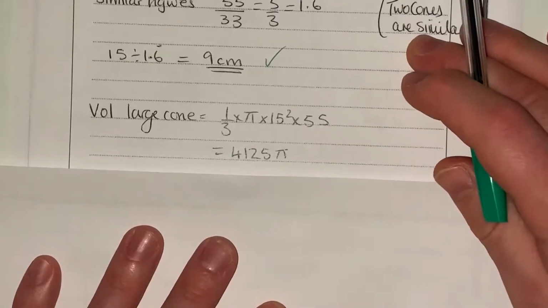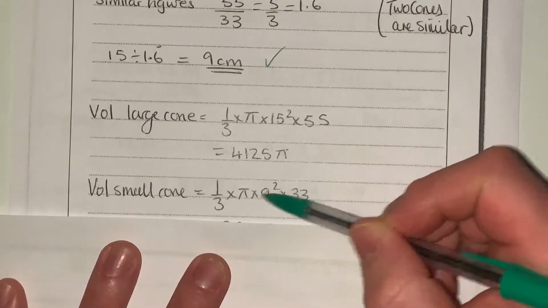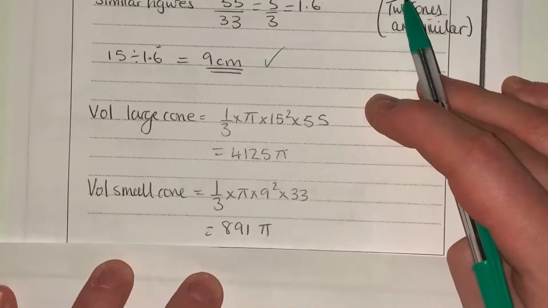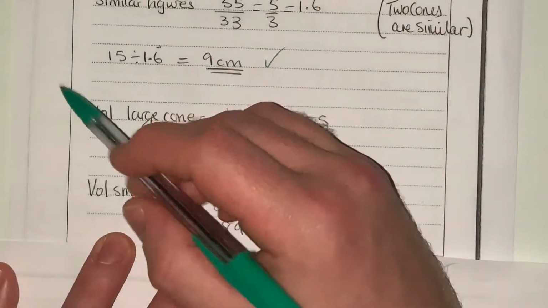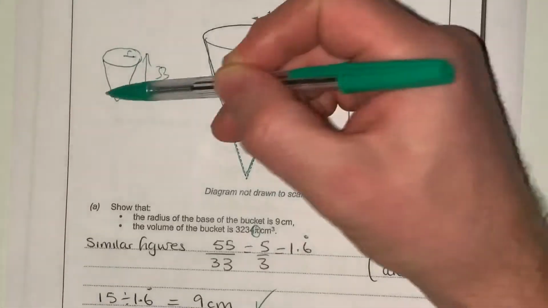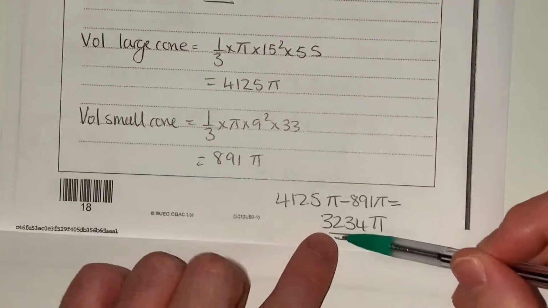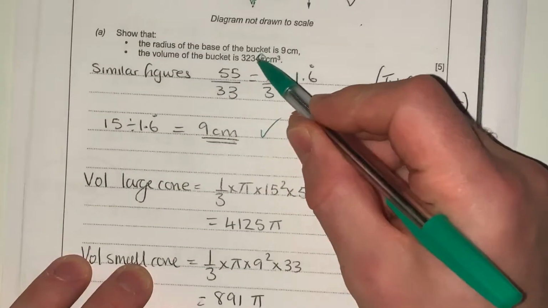Then I'm going to do the same for the volume of the small cone. Obviously, I'm not going to actually multiply the pi. I'll just do the third times the 9 squared times the 33. That gives me 891 pi. Okay, and then for my final mark, what am I going to do? Well, I want to show the volume of the bucket. So now I know the volume of all of this and the volume of the smaller one. I've got to subtract the 2. And that takes me to 3,234 pi, which is what it said it had to be there.